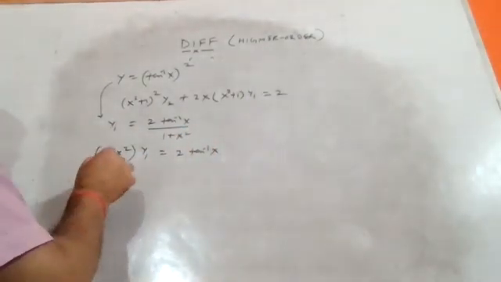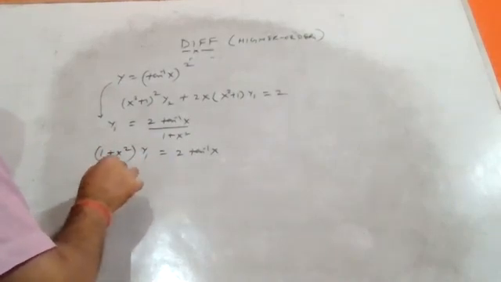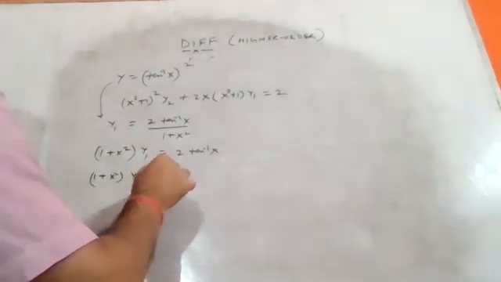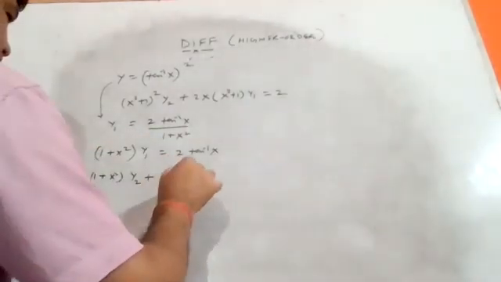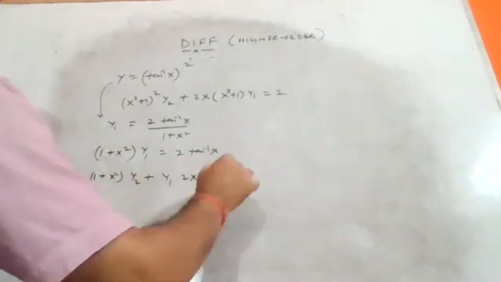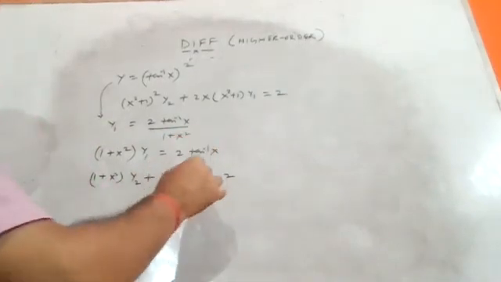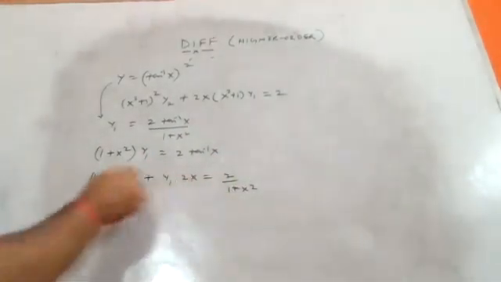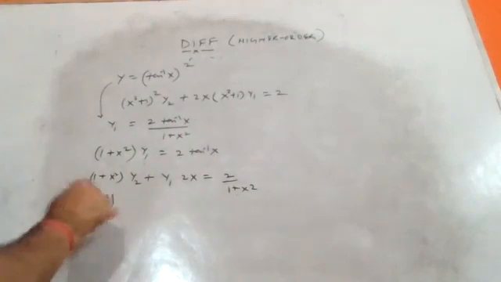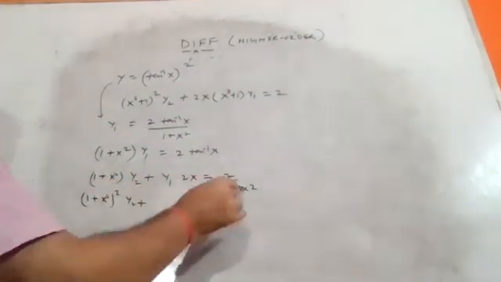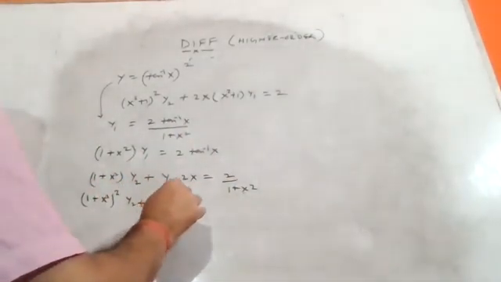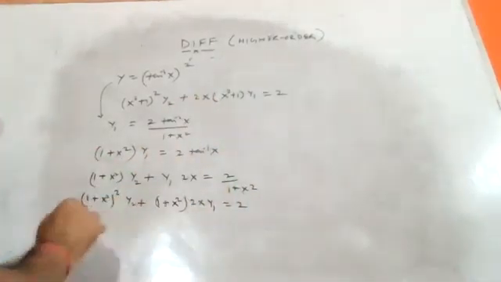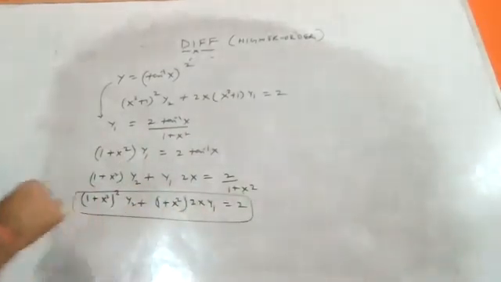Now use the product rule. This is the first and this is the second. So first times the differentiation of y1, which is y2, plus second y1 times the differentiation of 1 plus x square, that is 2x, equal to 2 times the differentiation of tan inverse x, that is 1 upon 1 plus x square. Going for cross multiplication, this one into this one gives 1 plus x square whole square y2, plus this one into this one, 1 plus x square, 2x y1, is equal to 2. So this is your result, which you wanted to prove.